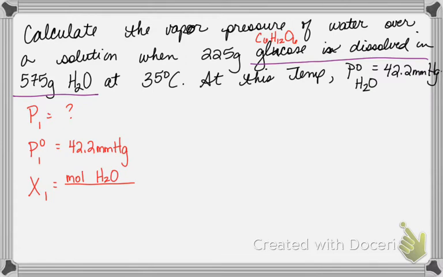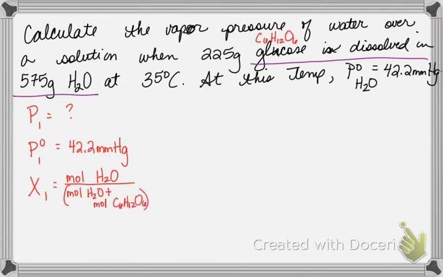See, it's very common on these problems because you're used to doing molarity and molality, that you take the solute, because in molarity and molality it's solute over solvent, or solute over solution. But in a mole fraction, it's the solvent over the solution. So you take the moles of water and divide it by the moles of the water plus the moles of the glucose.